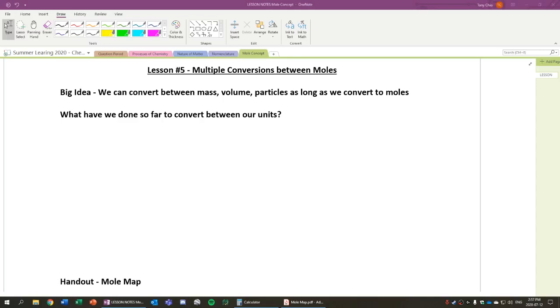In this lesson, we're going to talk about lesson number 5, multiple conversions between moles. That means we can convert between mass, volume, and particles, as long as we convert to moles. It's almost like our base unit in a sense. So what have we done so far?